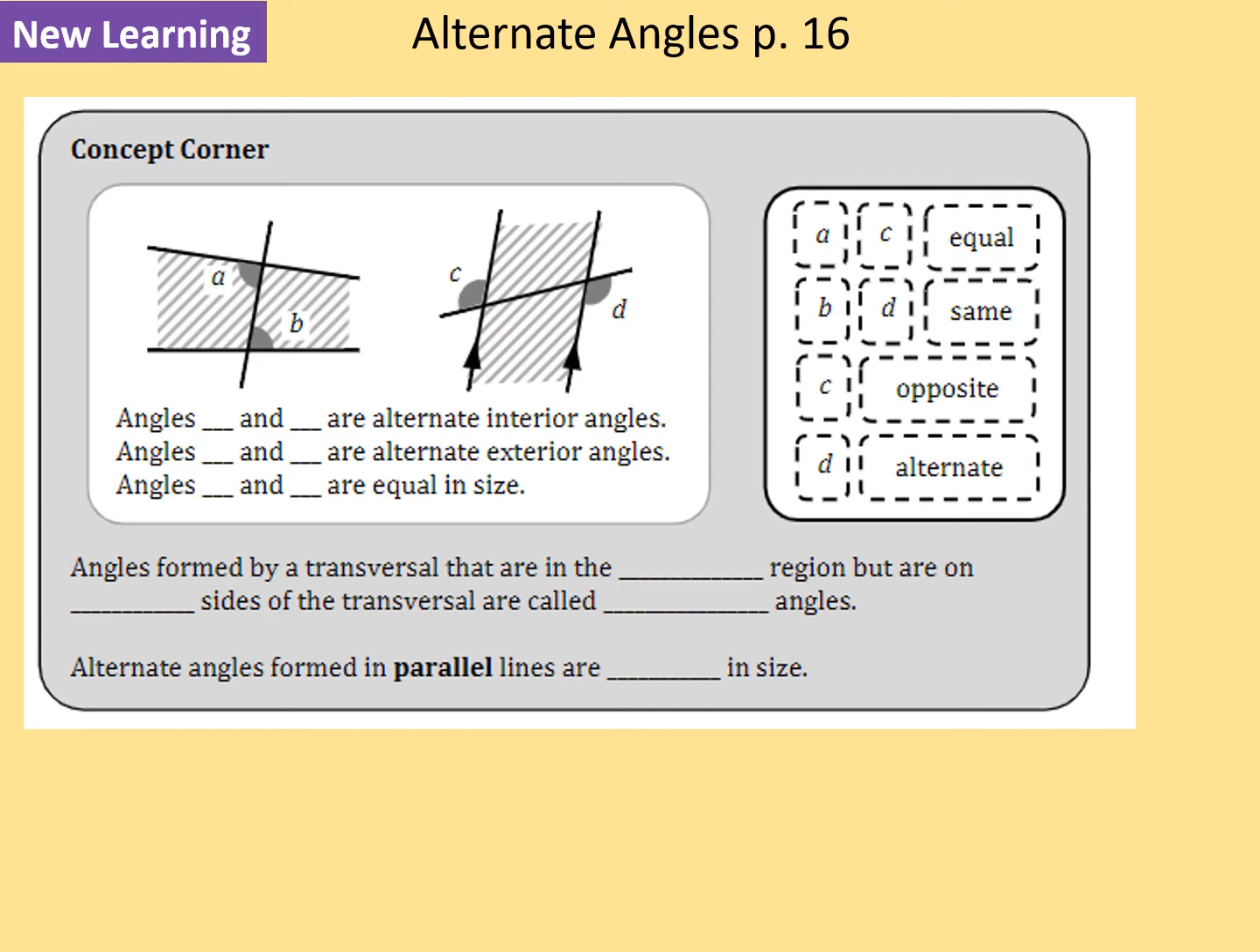Angles formed by a transversal that are in the same region but are on opposite sides of the transversal are called alternate angles. Alternate angles formed in parallel lines are equal in size. In these two diagrams, we can see that we are dealing with two pairs of lines. So this is one pair of lines, and this is another pair of lines.